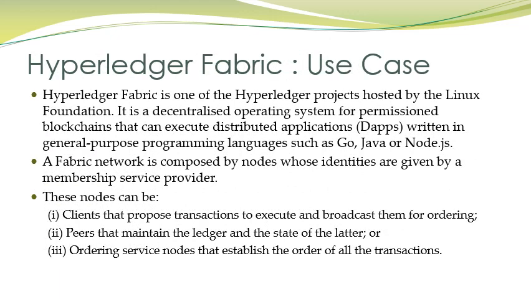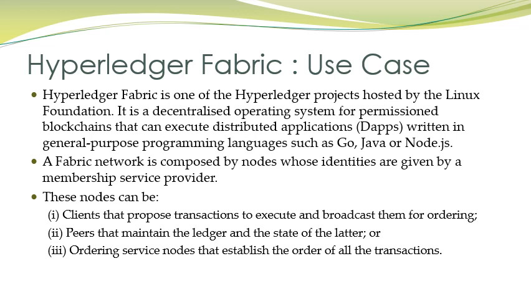You can see the first use case of this permissioned blockchain is Hyperledger Fabric. Hyperledger Fabric is one of the Hyperledger projects hosted by the Linux Foundation. It is a decentralized operating system for permissioned blockchains that can execute distributed applications, dApps, written in general programming languages such as Go, Java, or Node.js.